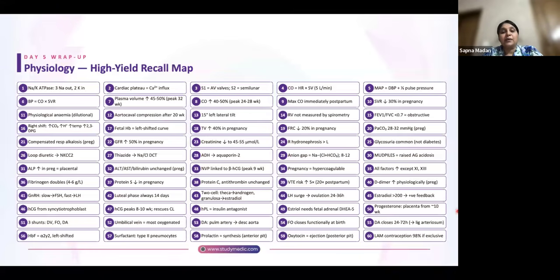Prolactin is helping in synthesis of milk. It is released from the anterior pituitary. Oxytocin helps in milk letdown and uterine involution. It is released from the posterior pituitary.